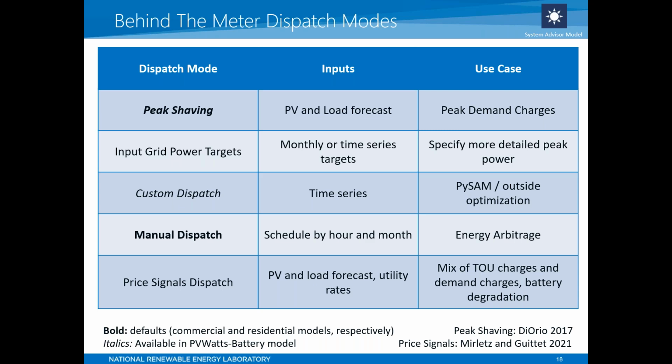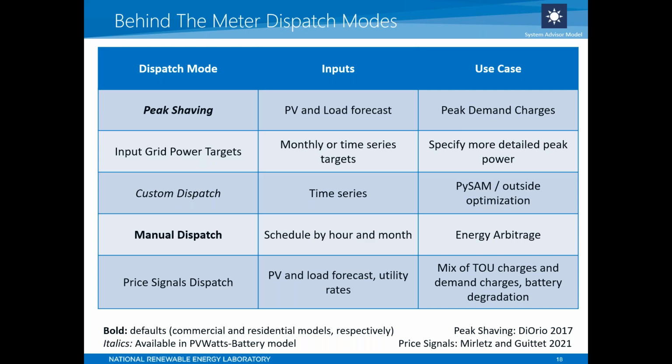We also allow an option such that the user can specify those grid targets manually, either monthly or on a time series basis. And that allows you to include other constraints that the forecast algorithms may be unaware of, or perhaps include some outside optimization. We also have a custom dispatch option, which goes to an even finer level of detail, where you can specify power flows to and from the battery on a time-step by time-step basis, either charging or discharging. And this is typically used with PySAM or some sort of outside optimization, such as REopt Lite.